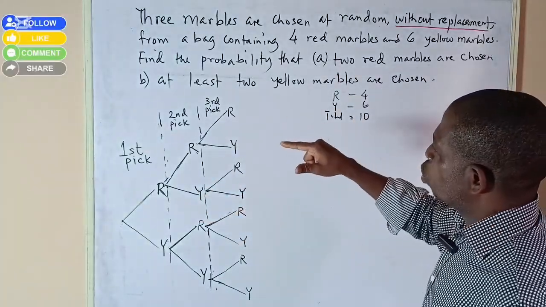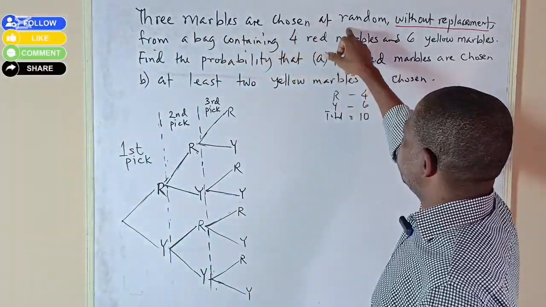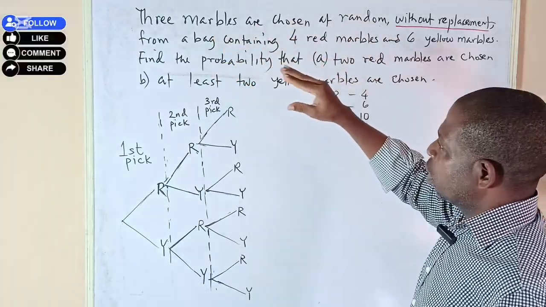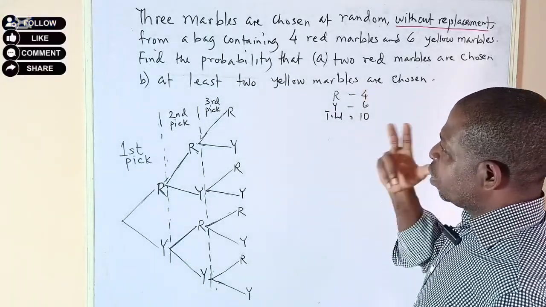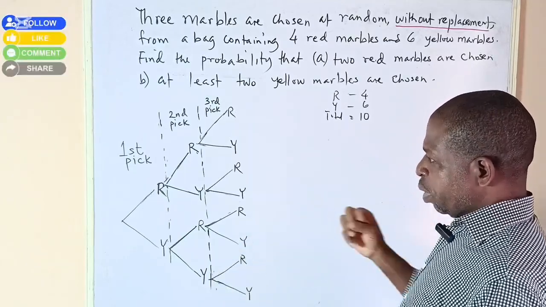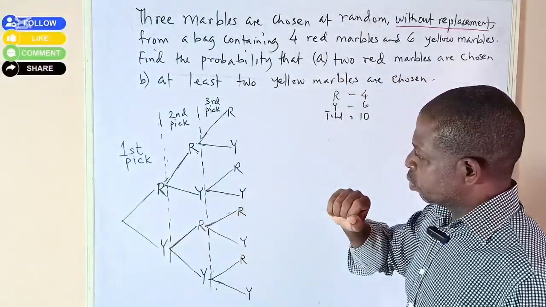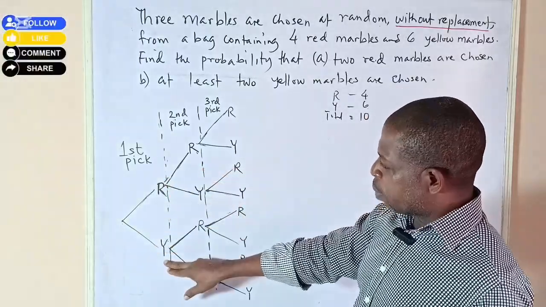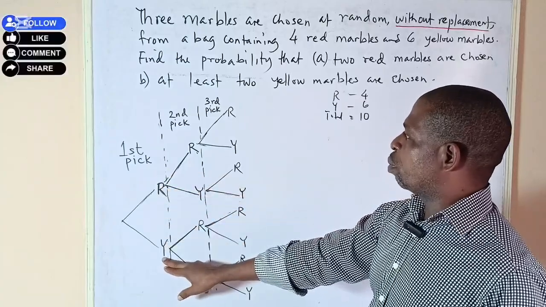Okay, something else I need to explain. 3 marbles are chosen at random. Now, what this is saying is that a marble is chosen per time 3 different times. So there are 3 picks. Now let's go back to the tree diagram. The first pick could either be a red marble or a yellow marble. So it branches into a red or a yellow.